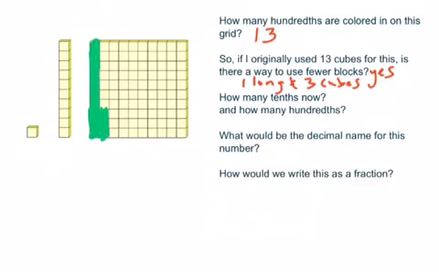So if I've done that, how many tenths would I now have? Well, you can see here we've got 1 tenth out of the 10 possible. So I've got 1 tenth, and how many hundredths? That's this, right? I've got 3 of those. So a decimal name for this would be 1 in the tenths spot, 3 in the hundredths, so 13 hundredths. And when I'm asked how do I write this as a fraction, 13 hundredths.